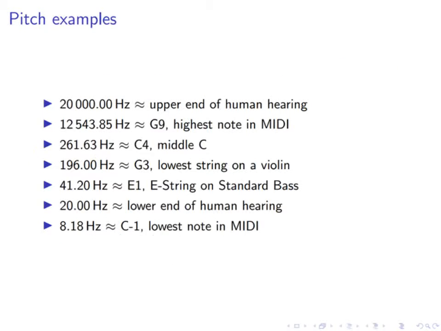As an example, the low string on the violin, the G3, is exactly 196 Hz. And you can read it yourself, the E1 low string on a standard tuned bass is 41.2 Hz and a bit. The human hearing goes from about 20 Hz to 20 kilohertz.